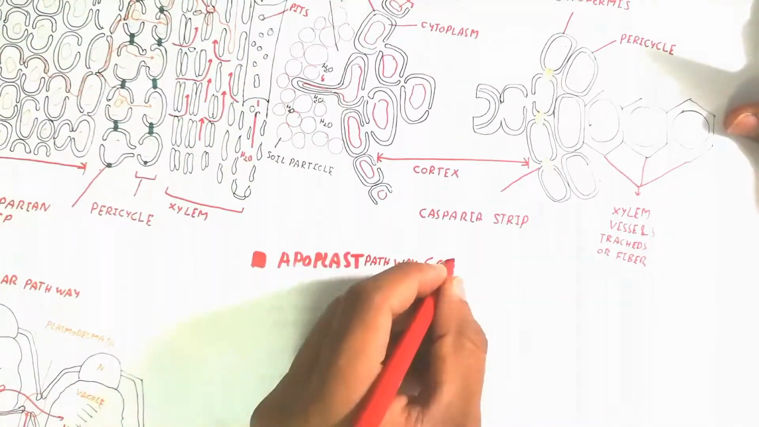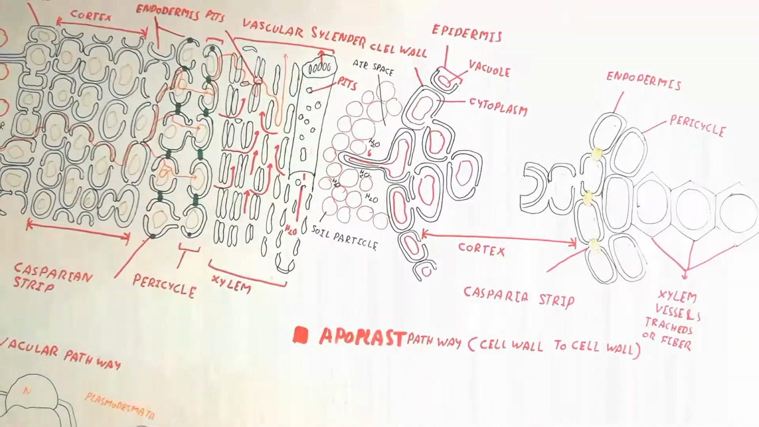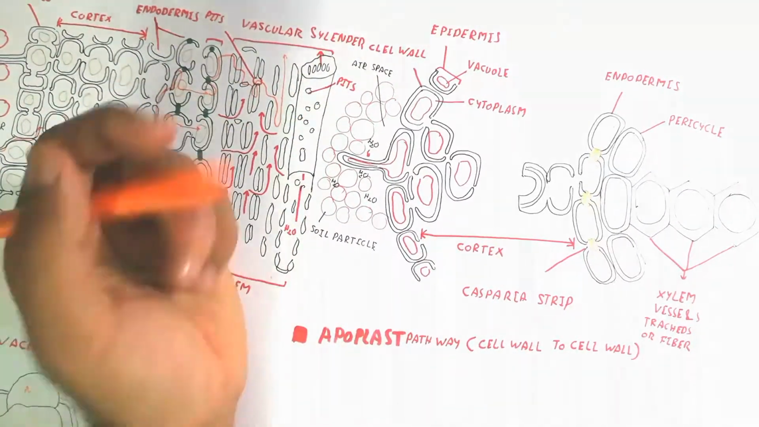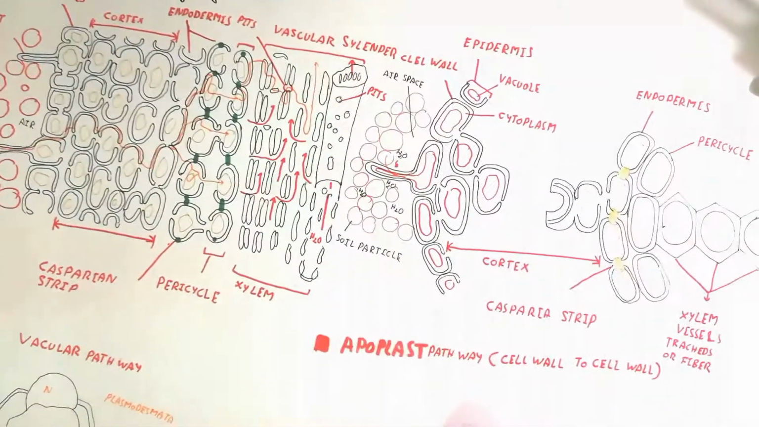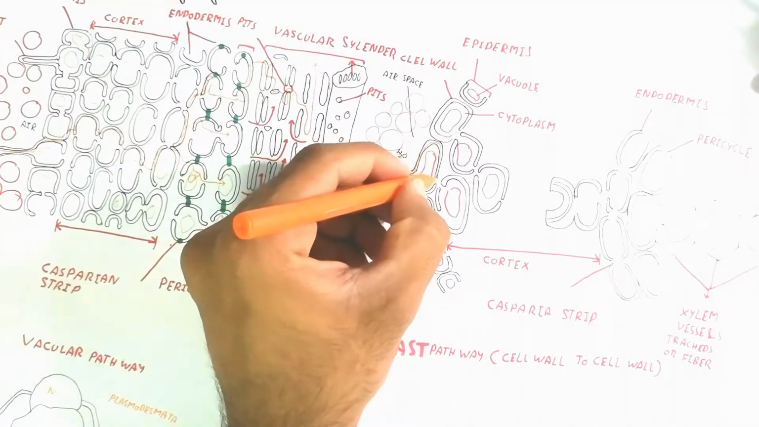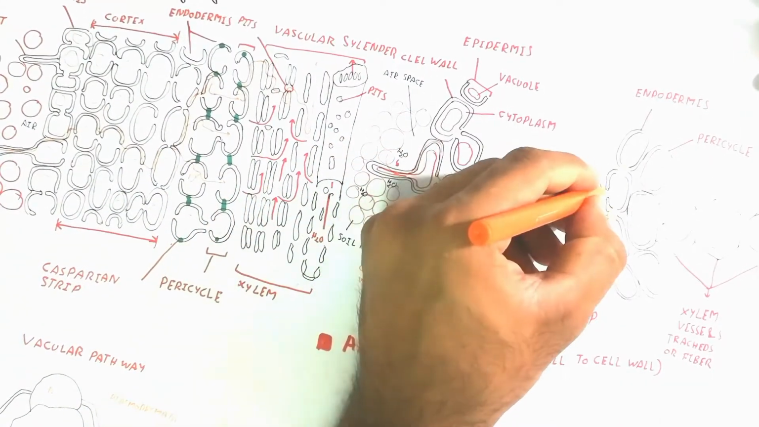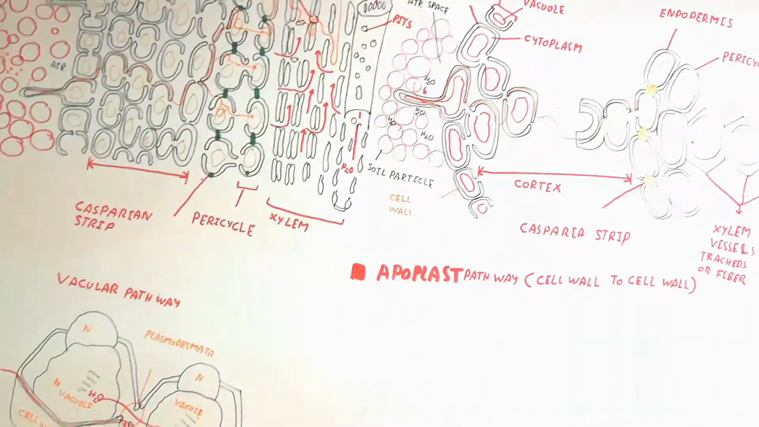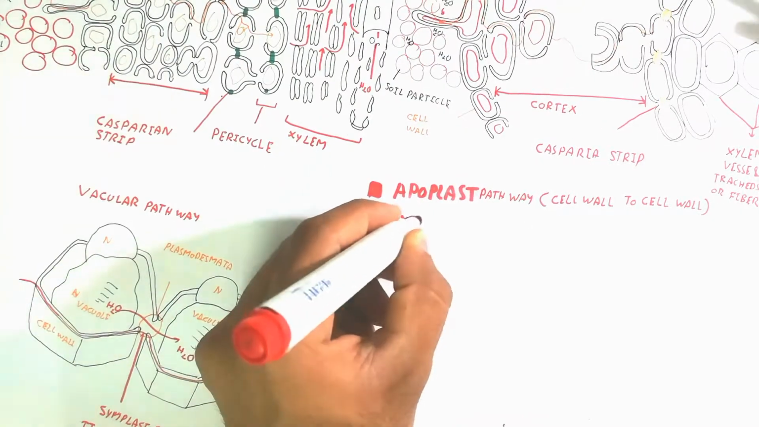So now we will discuss the apoplast pathway in detail. The apoplast pathway is cell wall to cell wall. So it means cell wall to cell wall movement. Okay, so remember it, here is the cell wall, and the water moves from cell wall to cell wall. But there is some problem that happens in this way.